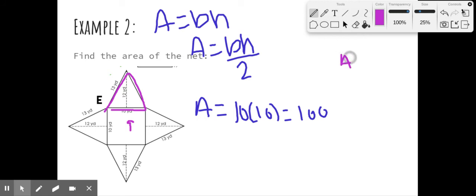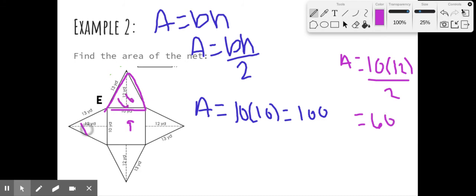So for the triangle, the base is 10, the height is 12, divided by 2. So if you type that into your calculator, 10 times 12 divided by 2, you should get 60. So that means all of these triangles have an area of 60. That first one looks like 66, so it's 60. And then the square is 100.